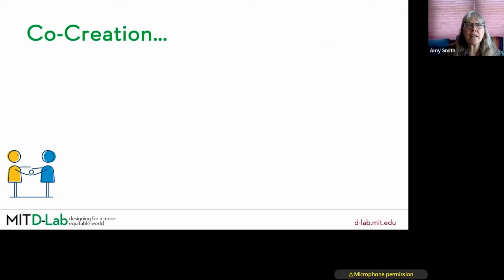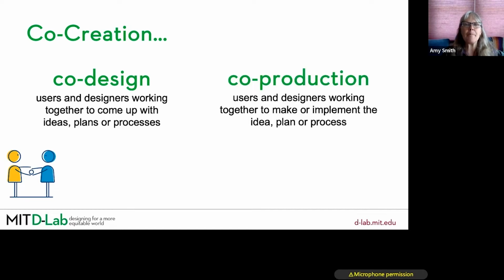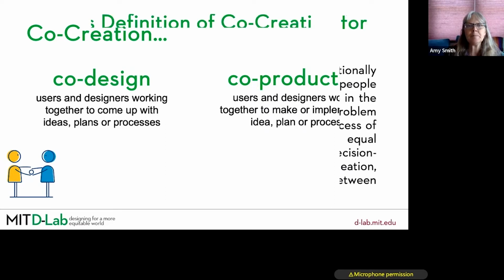And we want to just share a few definitions of co-creation. There are many different definitions. The way that we think about it at D-Lab is that co-creation is made up of two elements. One is co-design, where people are coming up with ideas or plans or processes. And then the other is co-production, where people are implementing those things. And those two things come together to create co-creation.